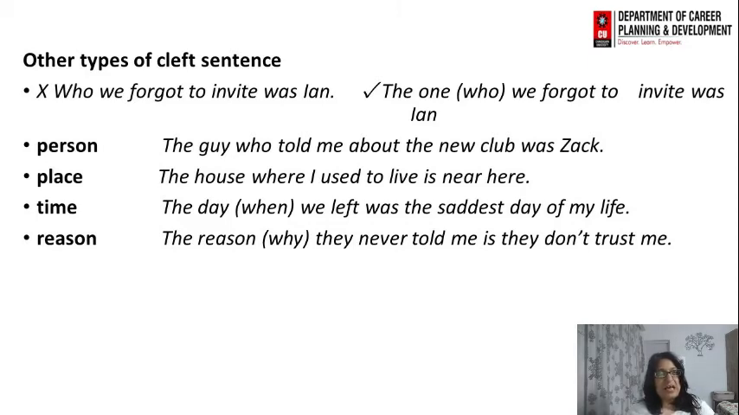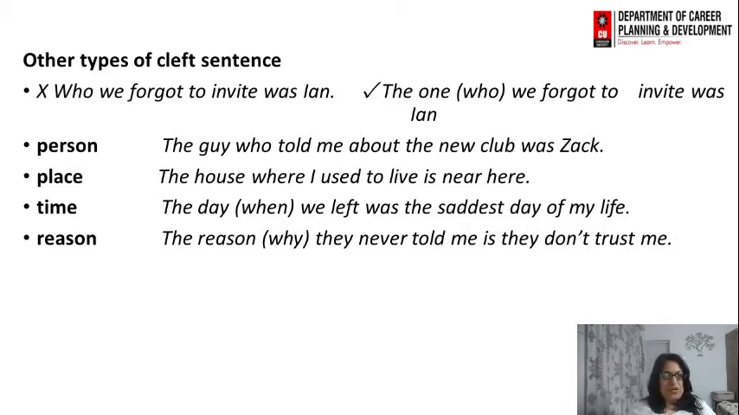Okay. Let's have a reference to reason. The reason why they never told me is they don't trust me. So again, a reference to reason. So we can basically emphasize an item that can be described by a noun phrase or a verb phrase. Or: all we are asking for is to be given a chance. Here all is also used as a cleft sentence.